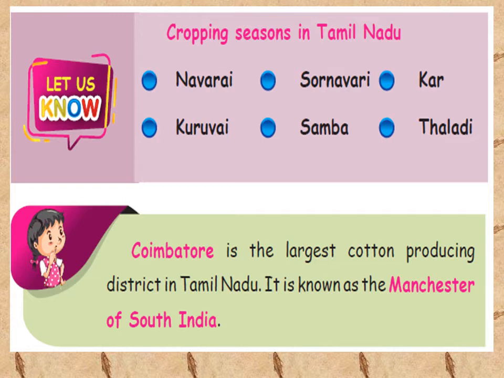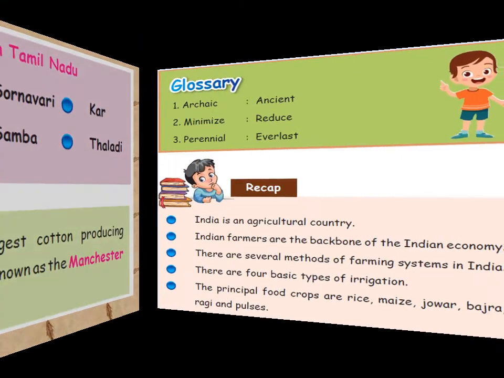Children, do you know that Coimbatore is the largest cotton producing district in Tamil Nadu? Which is the largest cotton producing district in Tamil Nadu? It is Coimbatore. And it is known as the Manchester of South India. Dear children, Coimbatore is a well-populated city because of its business, industries, climate, education, and much more. That is why it is known as the Manchester of South India.